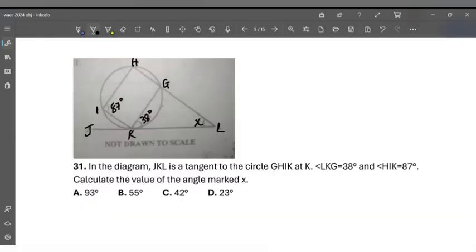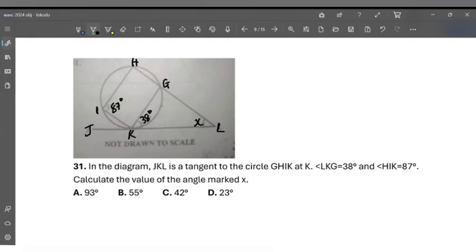Question number 31. We have a diagram and we are told that JKL is a tangent to the circle at point K. Now, if LKG is 38 and HIK is 87, we are told to calculate the value of the angle marked X. All right.